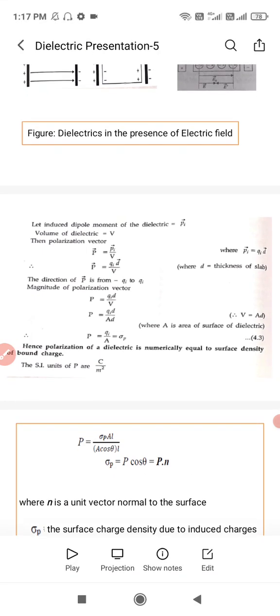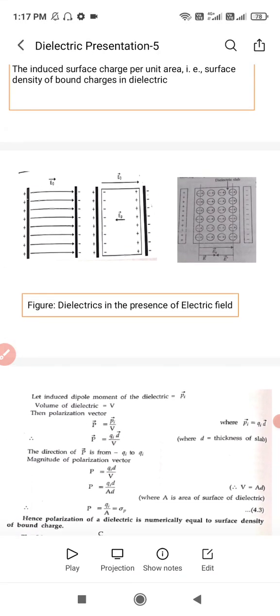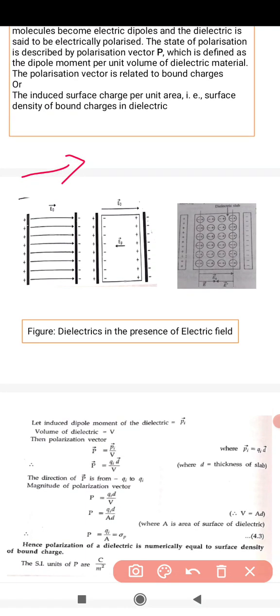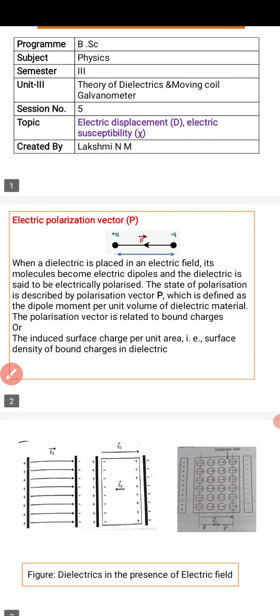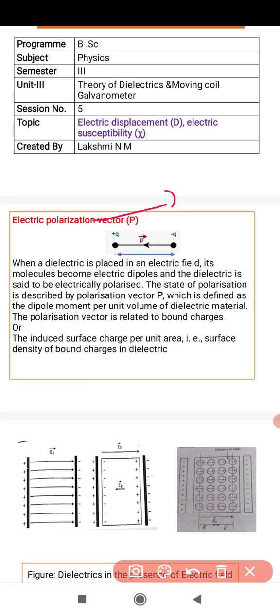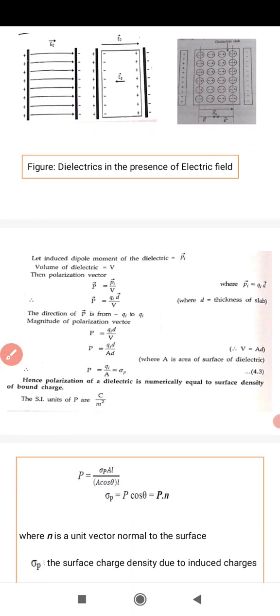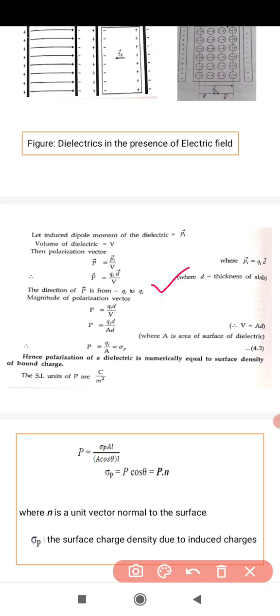Here, the electric field is applied in this forward direction. The electric field is always directed from plus Q to minus Q. After the formation of the dipole, polarization always takes place in the direction from minus Q to plus Q. That's why the direction of the polarization vector is always opposite to the electric field.